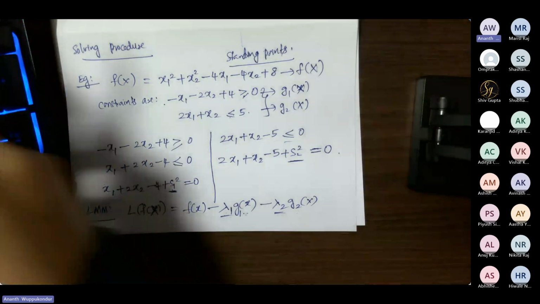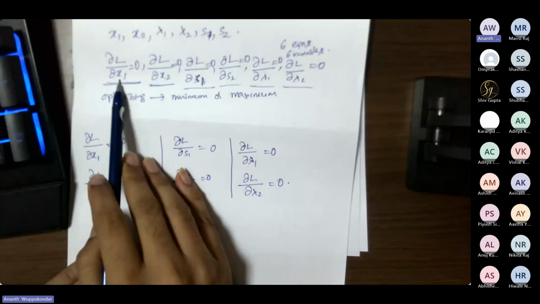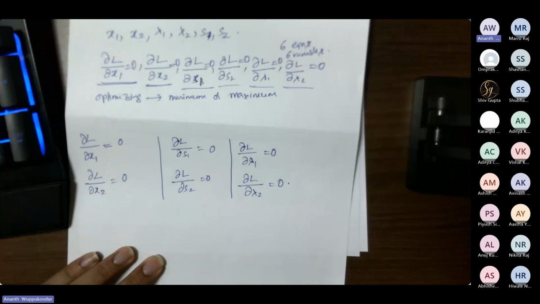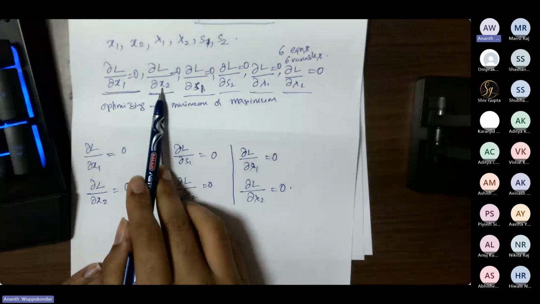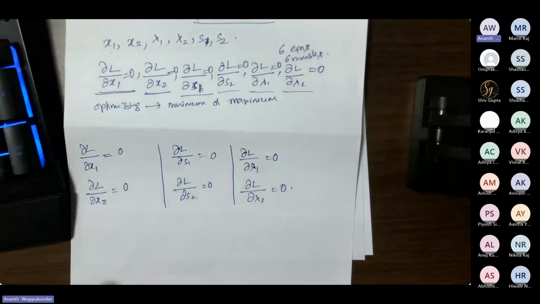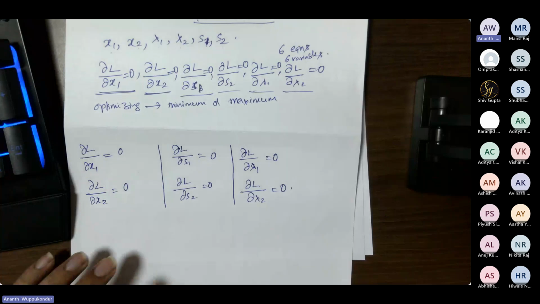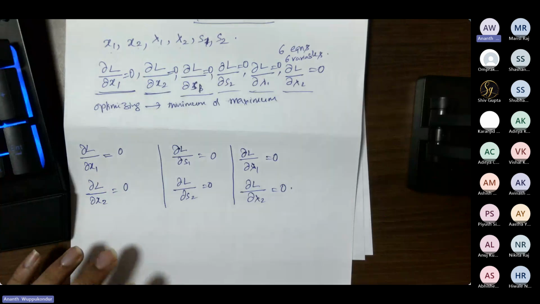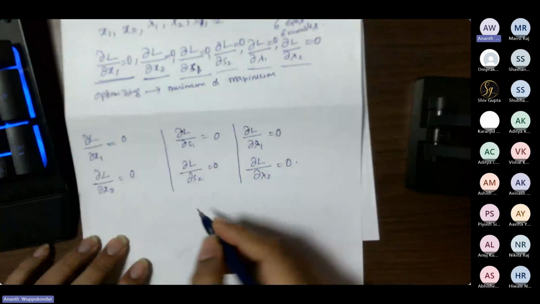To solve this problem, we differentiated the Lagrangian function first with respect to x1, then x2, s1, s2, lambda 1, lambda 2. So a given function f of x, we converted into the Lagrangian form of it, and we differentiated it with respect to all the variables x1, x2, s1, s2, lambda 1, lambda 2. And once you differentiate them and equate them to 0, you have a set of 6 equations.